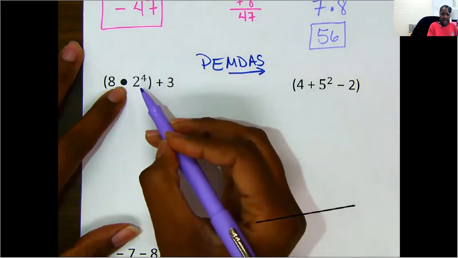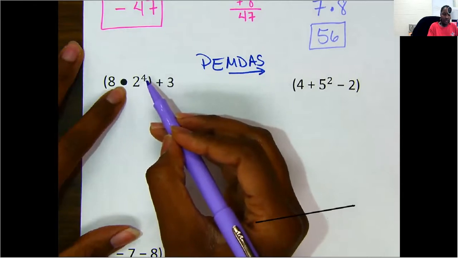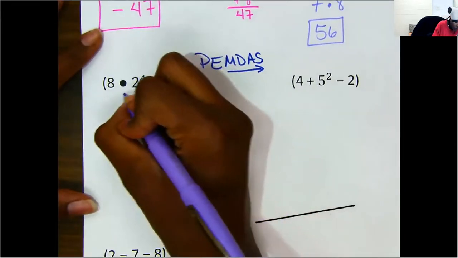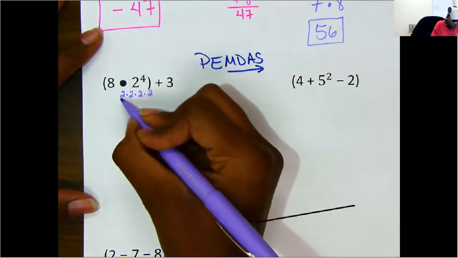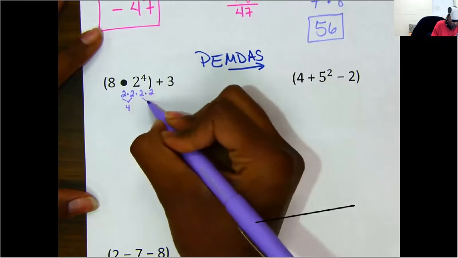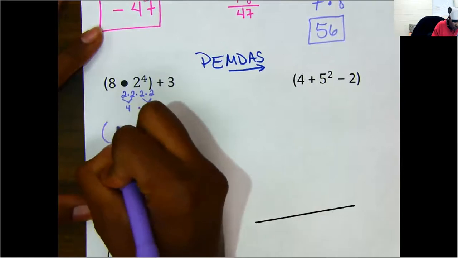This is my base. I have a base of 2, and this exponent is telling me that I need to multiply it 4 times. So I'm going to do 2 times 2 times 2 times 2. 2 times 2 is 4. 2 times 2 is 4. And then 4 times 4 is 16. So I'm going to rewrite it.